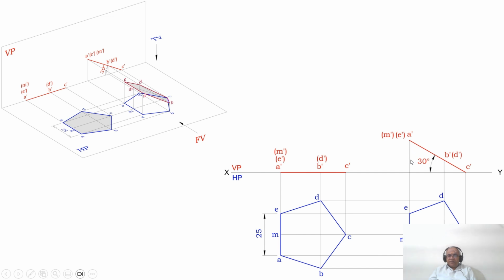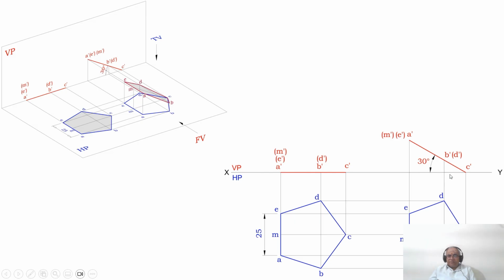Draw a vertical projector from A dash, E dash and M dash to the top view. Draw a horizontal projector from A, from C and M, and from E to this perpendicular line. And you mark those points as A, M, E.